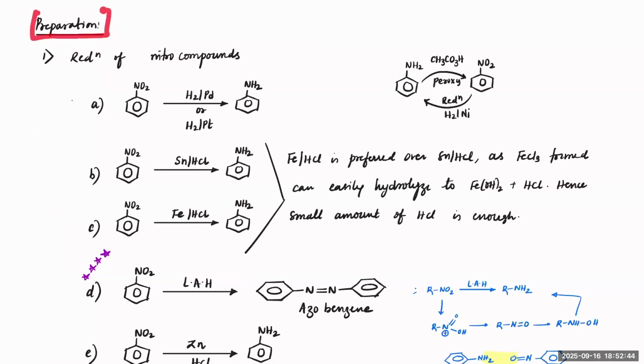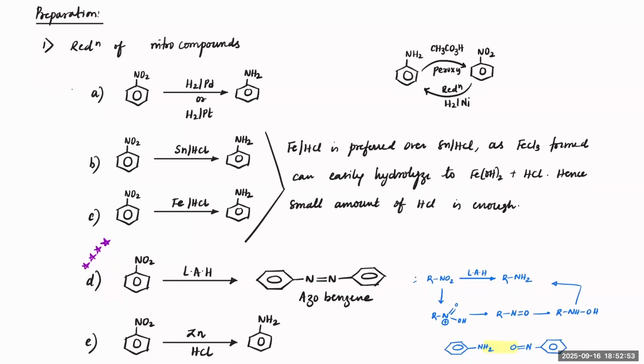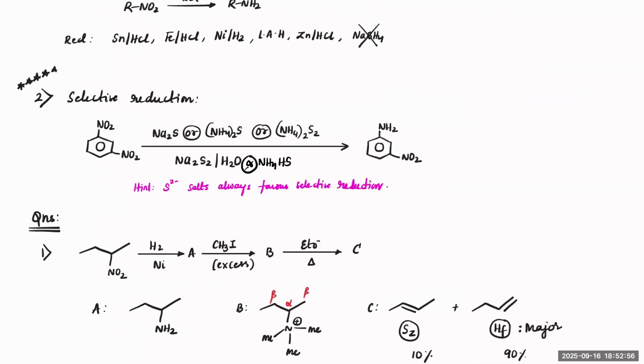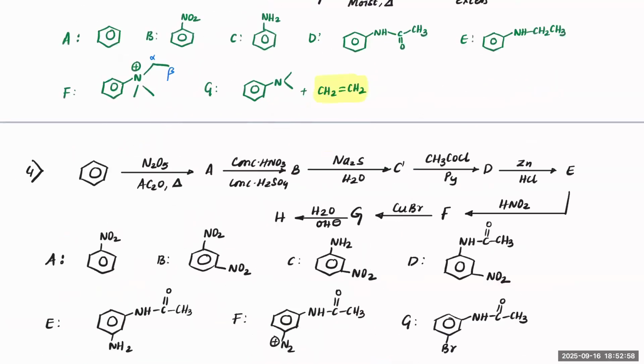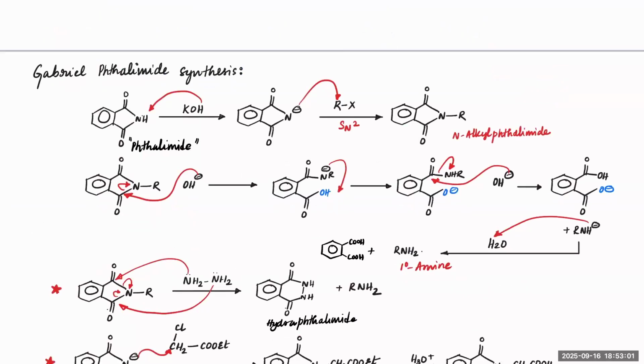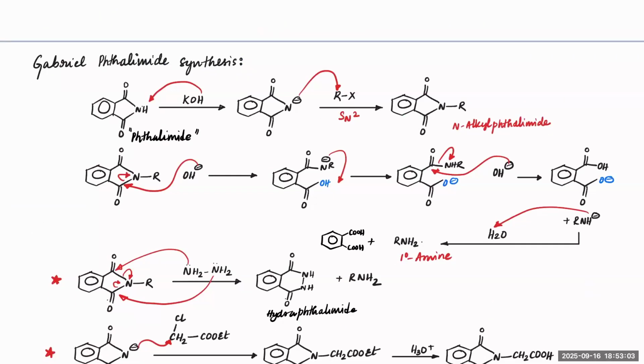Next, let's talk about preparation reactions. First, let me tell you about the regular reactions and then I'll come back. If it comes to simple amines, we can always get them from the Gabriel phthalimide synthesis. This is one of the best methods to get primary amines. If the objective is only to get primary amines, then this method is the best.